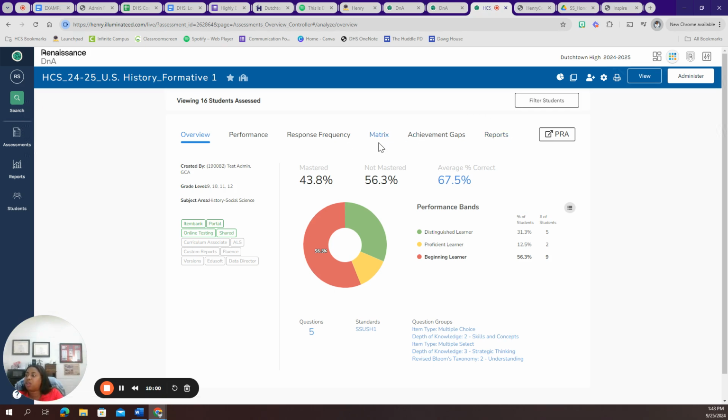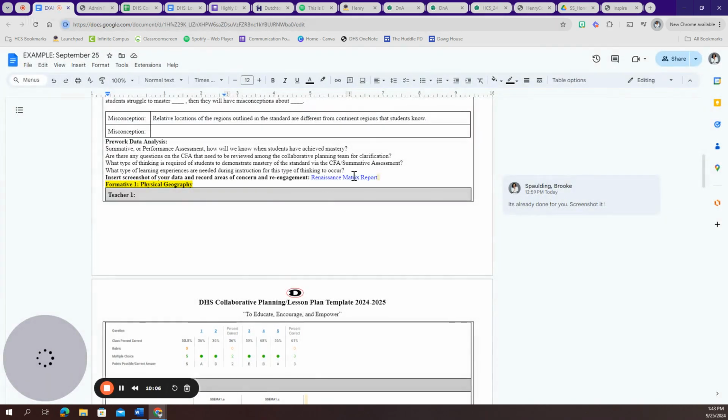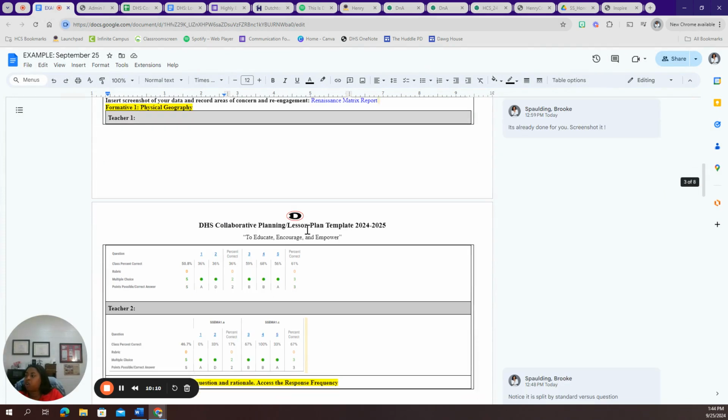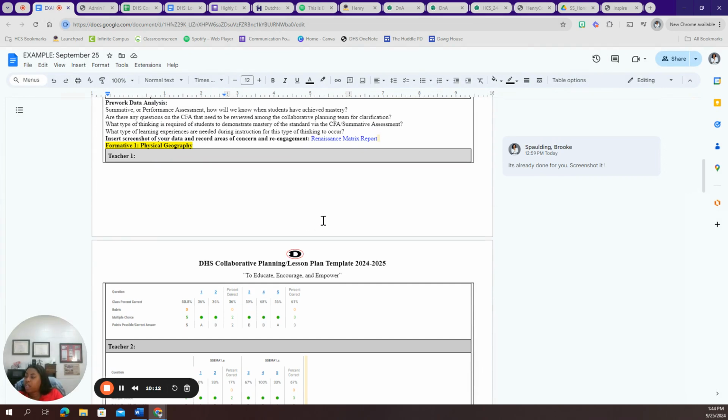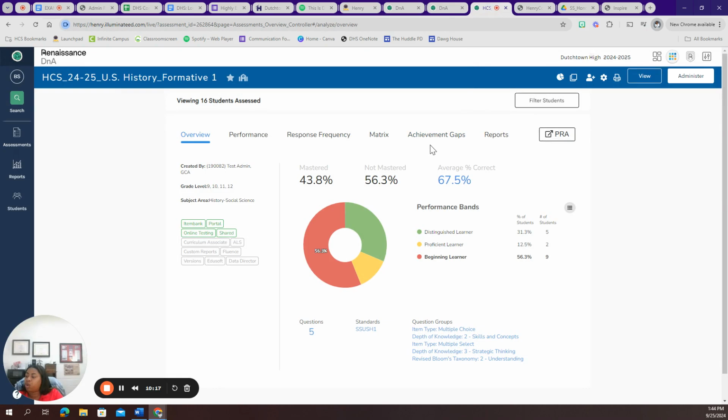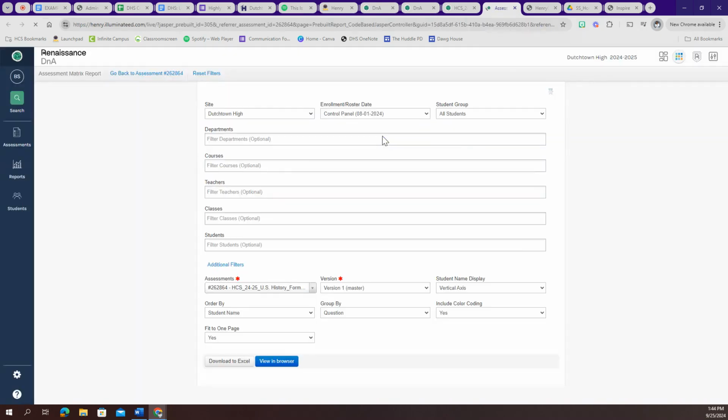But these two are the main ones that we're going to be referencing as it pertains to your new document. So here I pulled the matrix report. When you pull the matrix report, you're going to change question into standards. And I'm going to show you that real quickly. So when you pull your matrix report, it is going to look like this.